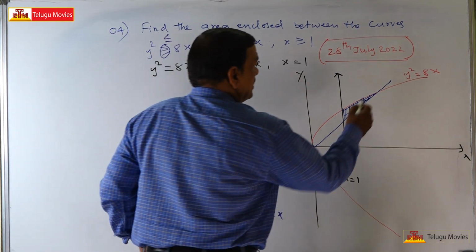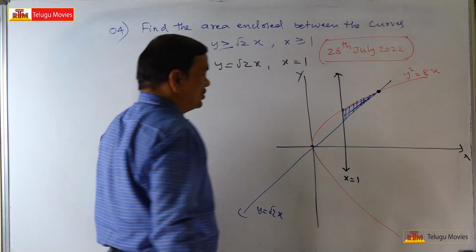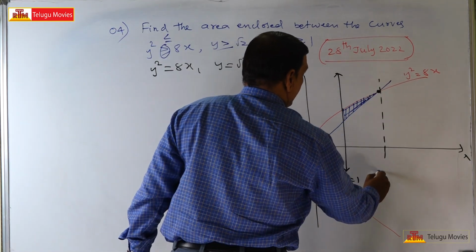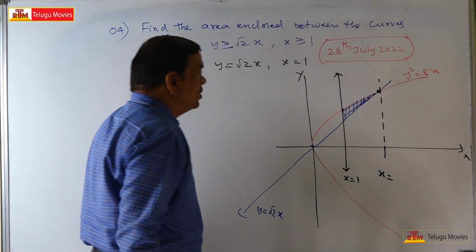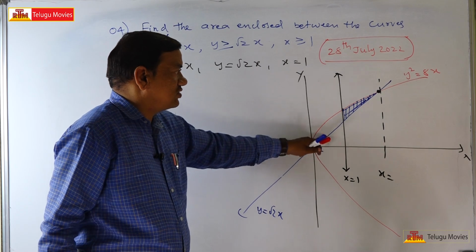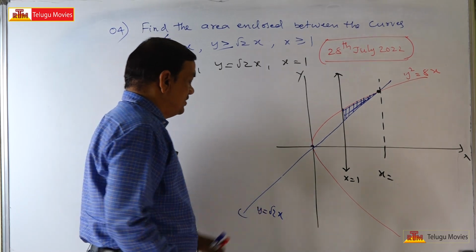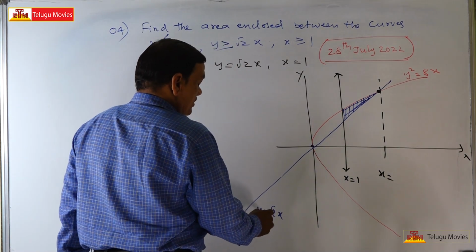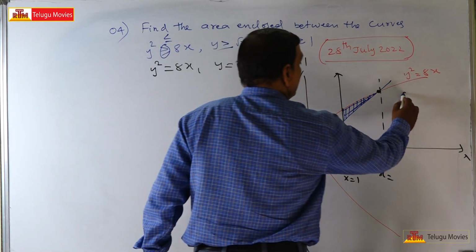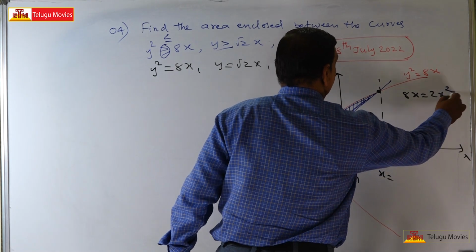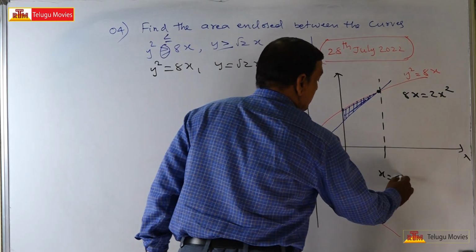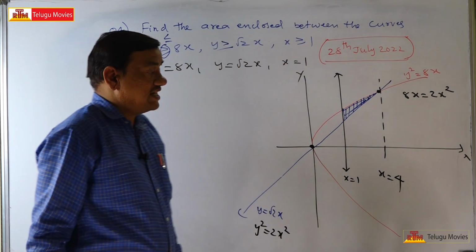So to find that, we should know the point of intersection. That means this should be the upper bound, no? Upper bound x is equal to what? To do that, we have to solve these two equations. The y square is equal to 8x. Therefore, here also y square is equal to 2x square. So here 8x is equal to 2x square. One x is equal to 0 we got, and then x is equal to 4 you will get. 2 1s are 2, 4s cancel, x is equal to 4.